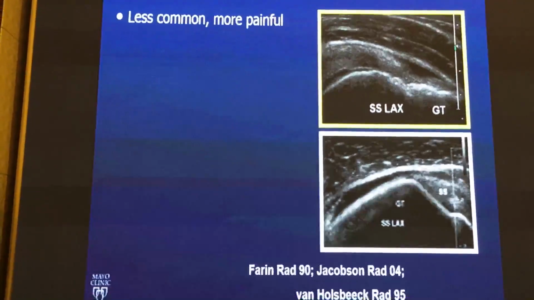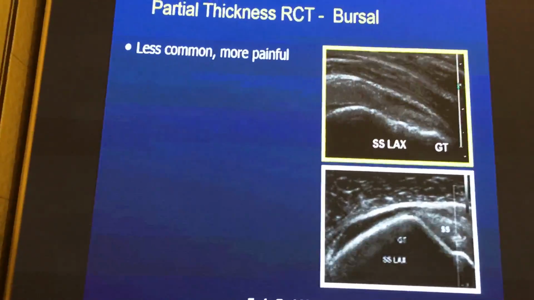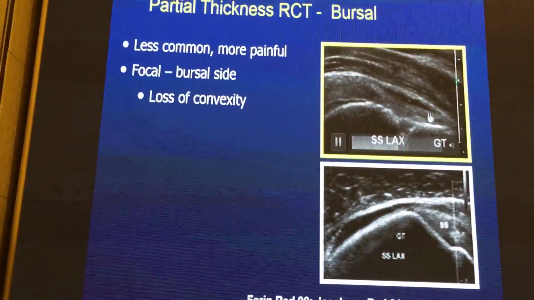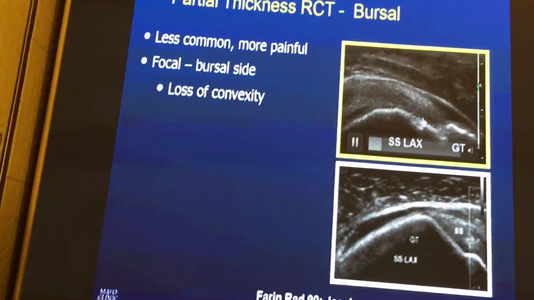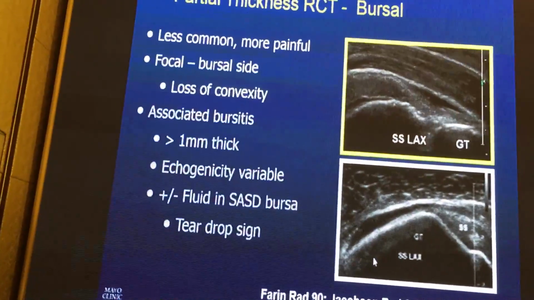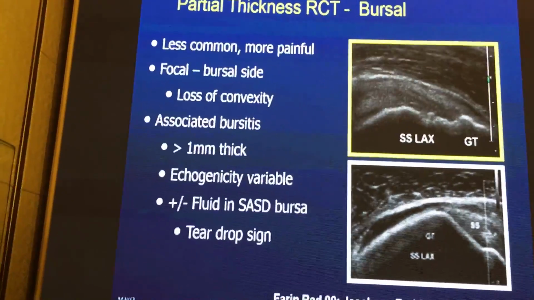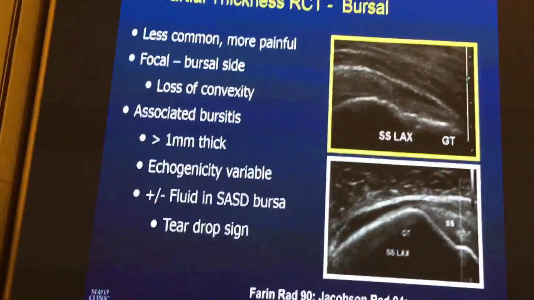They aren't as common, but they're way more painful, and it's because your bursa is highly innervated, and so it hurts like crazy. In general, they'll have a loss of convexity because you lose the fibers on the superficial surface, so it will dip in. The other thing is that you'll frequently get bursopathy at the same time. So you might get thickened bursal tissue, or you'll get fluid collection within the bursa.